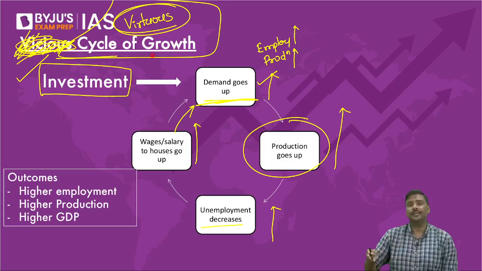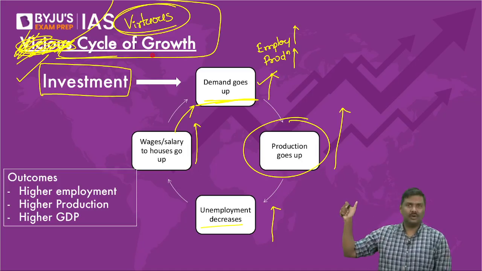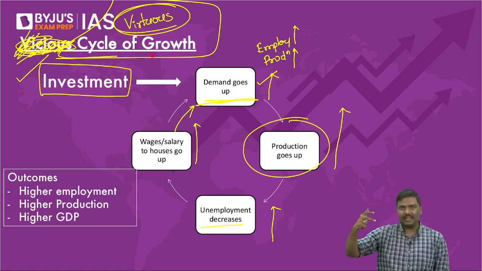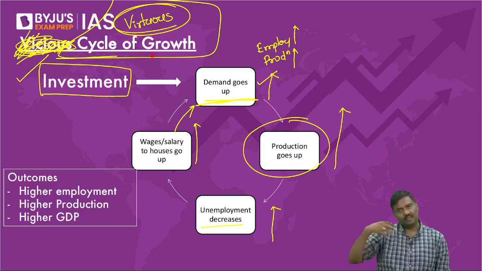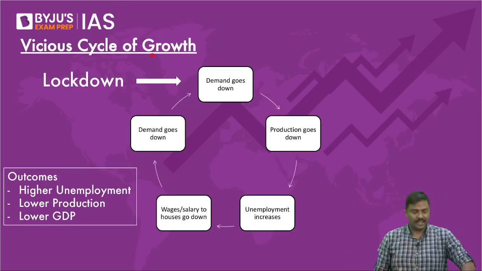And what is the outcome? What can you see in the cycle? All the positive outcomes. GDP of India is increasing, employment is increasing, production is increasing, demand is increasing, which is good for the economy. Done? This is the virtuous cycle.